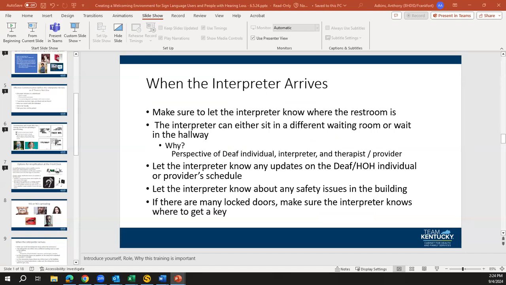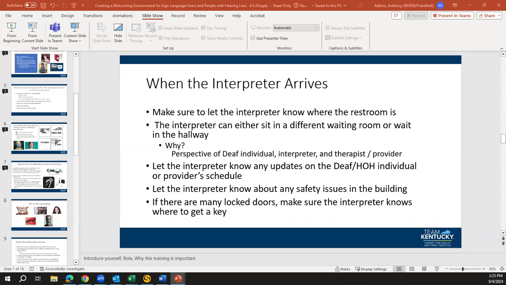So if you have contracted with an interpreter, once the interpreter arrives on site, the front desk has the responsibility to welcome the interpreter, let the interpreter know where the restroom is, let them know where they may be able to sit. The interpreter may want to sit in a different waiting room or even just in the hallway out of the waiting room. So if you could give those options to the interpreter of where they could wait.